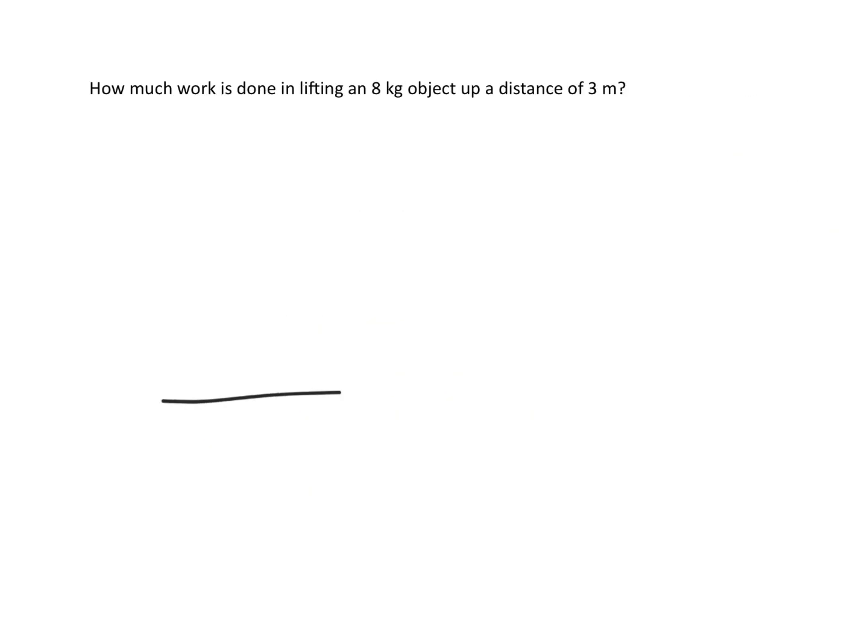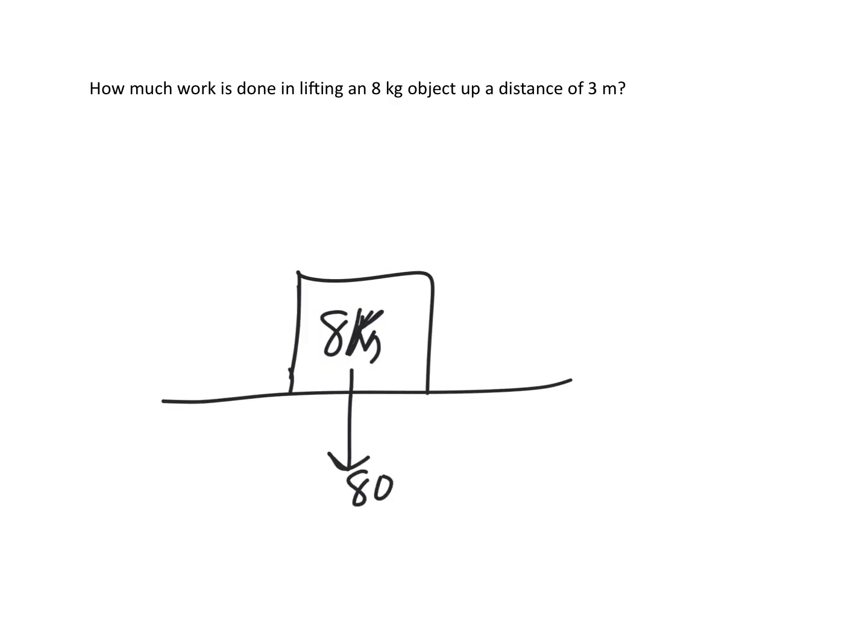So now I'm lifting a box up. It is an 8 kilogram box, and I am trying to pick it up. So whenever you pick up an object, at a minimum, you have to overcome its weight. This has a weight of 80 newtons. We just multiply by 10, which is the value of g on Earth. So I'm going to have to pick it up with a force of 80 newtons.